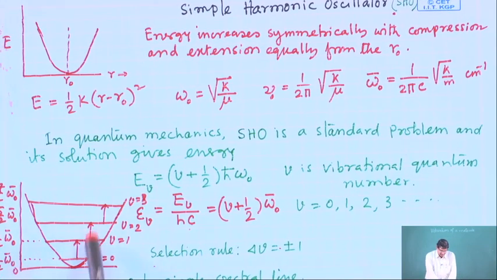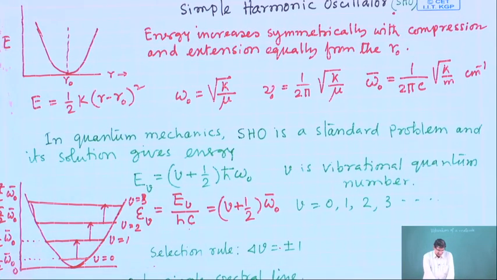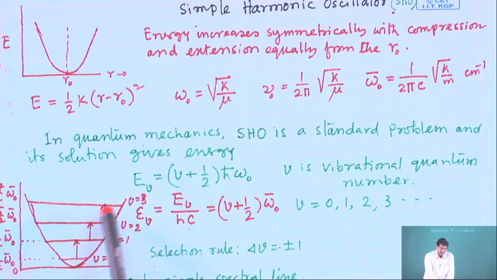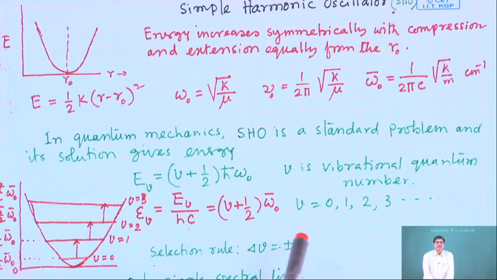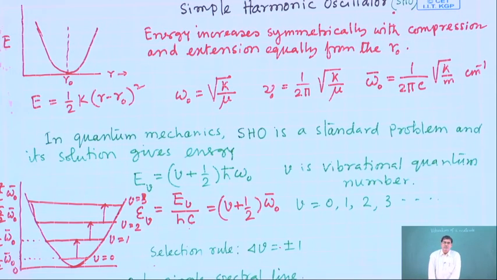So, here you will get only one spectral line, because all these separations are the same energy, if the selection rule is del v equal to plus minus 1. And in this case the selection rule is indeed del v equal to plus minus 1, similar to the case we saw for rotational spectra, where the selection rule was del J equal to plus minus 1.